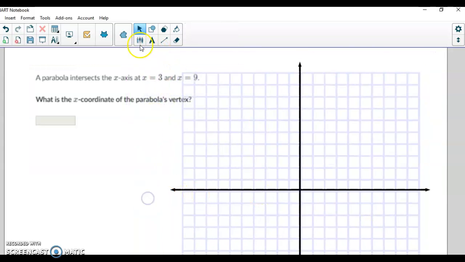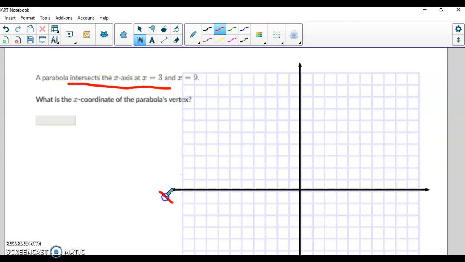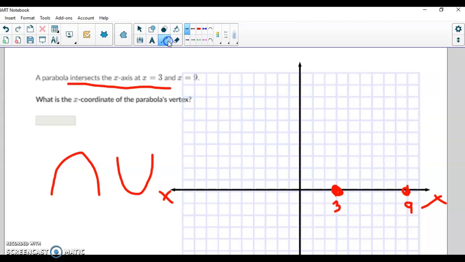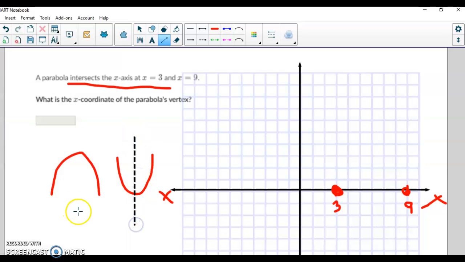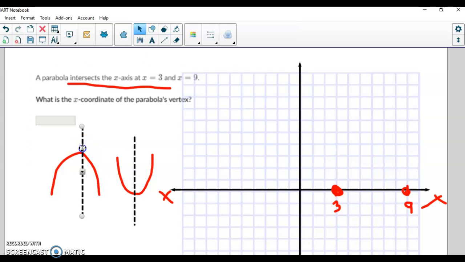Our x-intercepts: it intersects the x-axis, the horizontal axis, at 3 and then at 9. Okay, that's where it's going to intersect. And the parabola is either going to open up or open down. Now parabolas are symmetric, and usually when we draw lines of symmetry, we do it with dotted lines. So you could divide them in half. This is not a perfect graph, I'm using my mouse here.